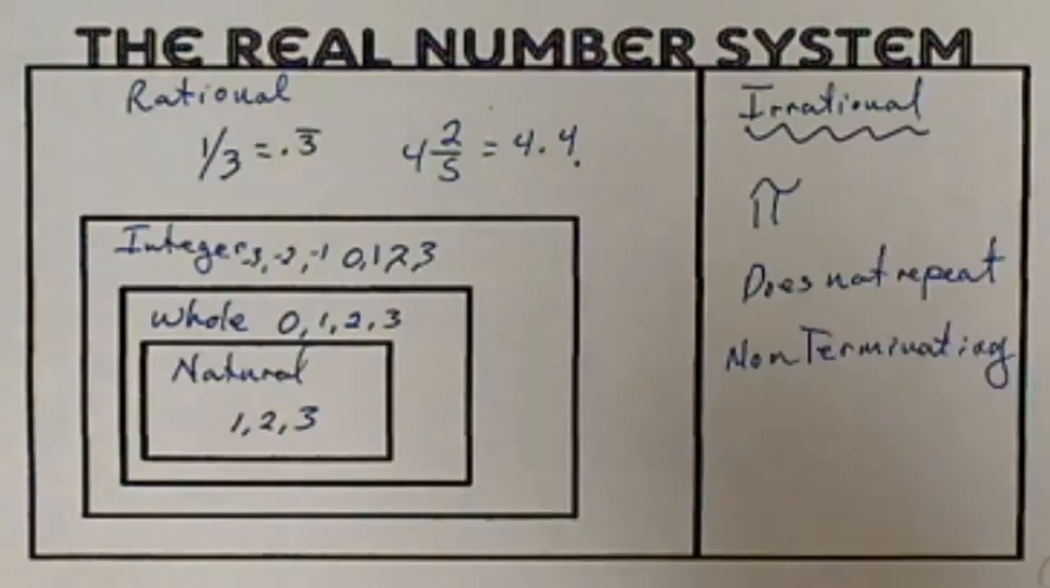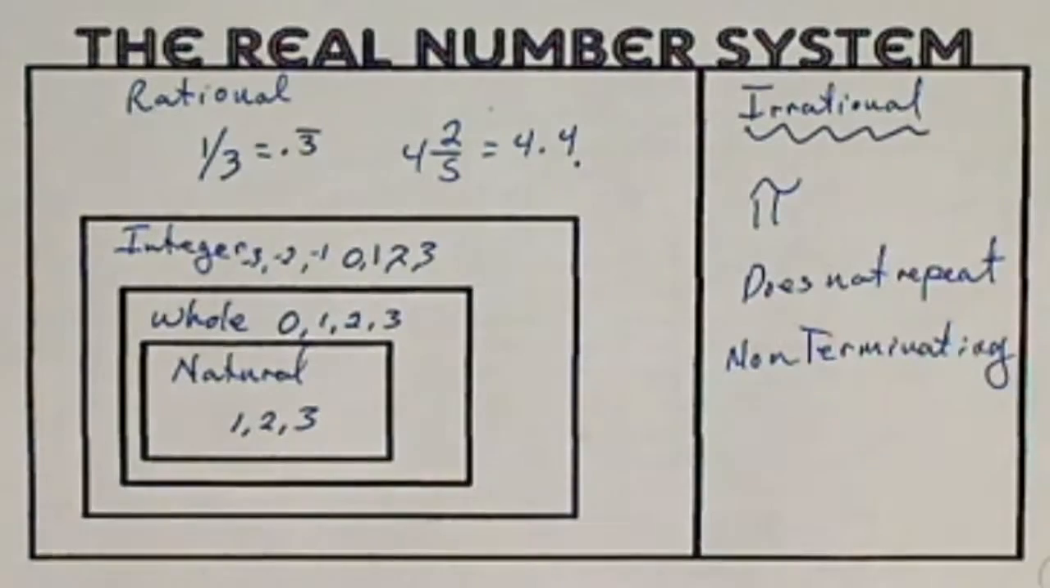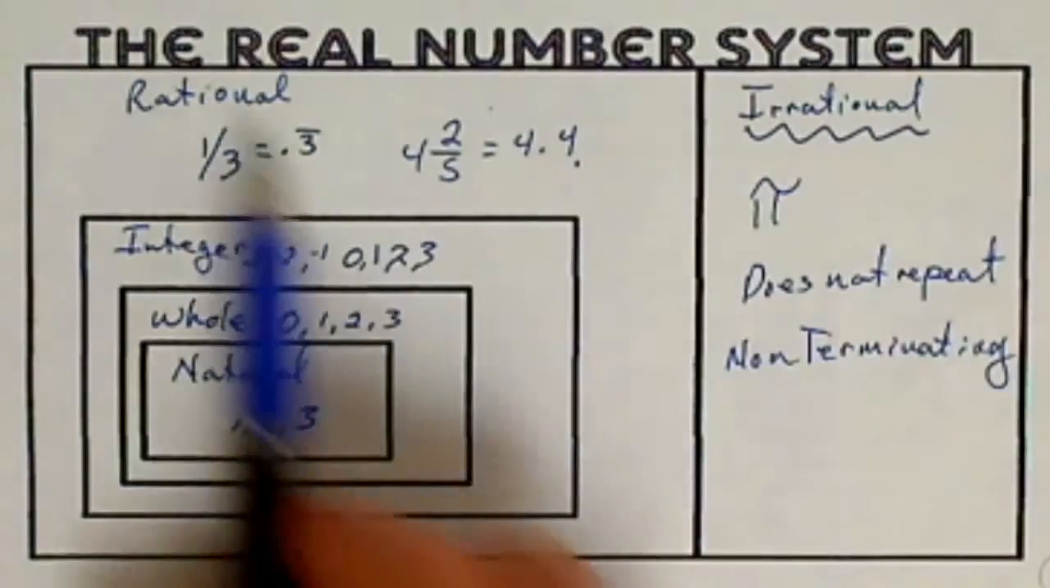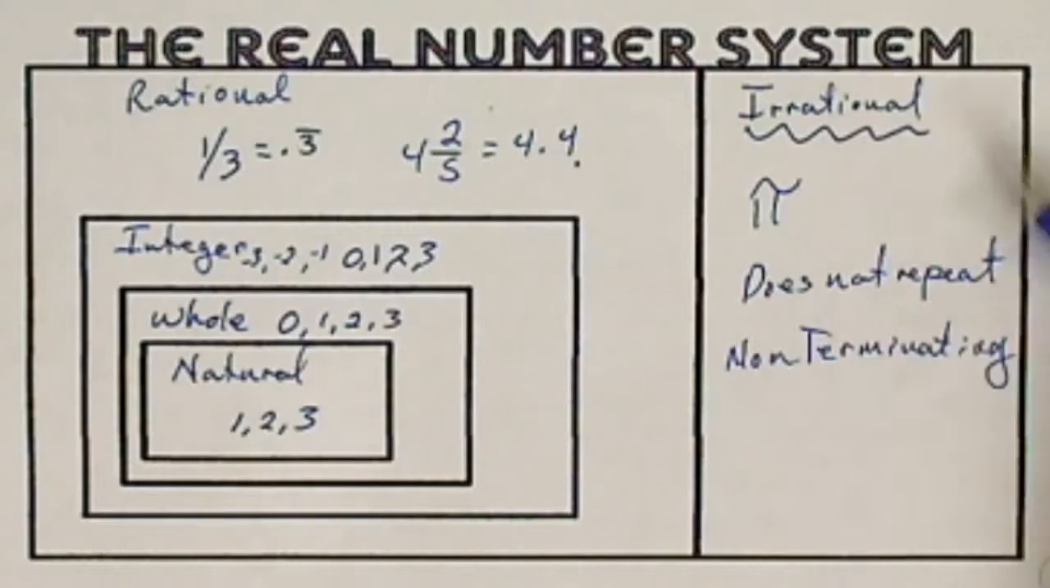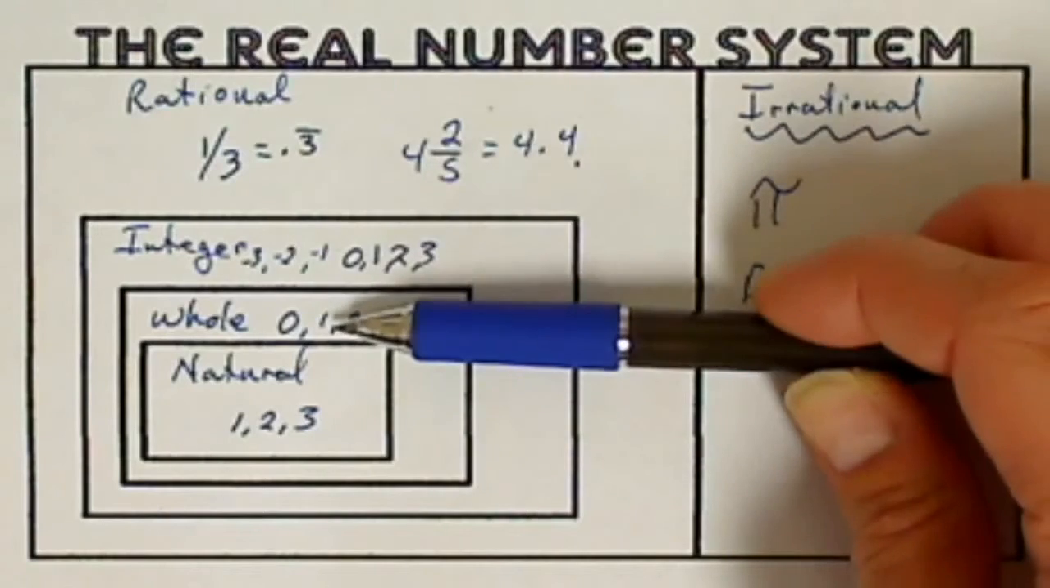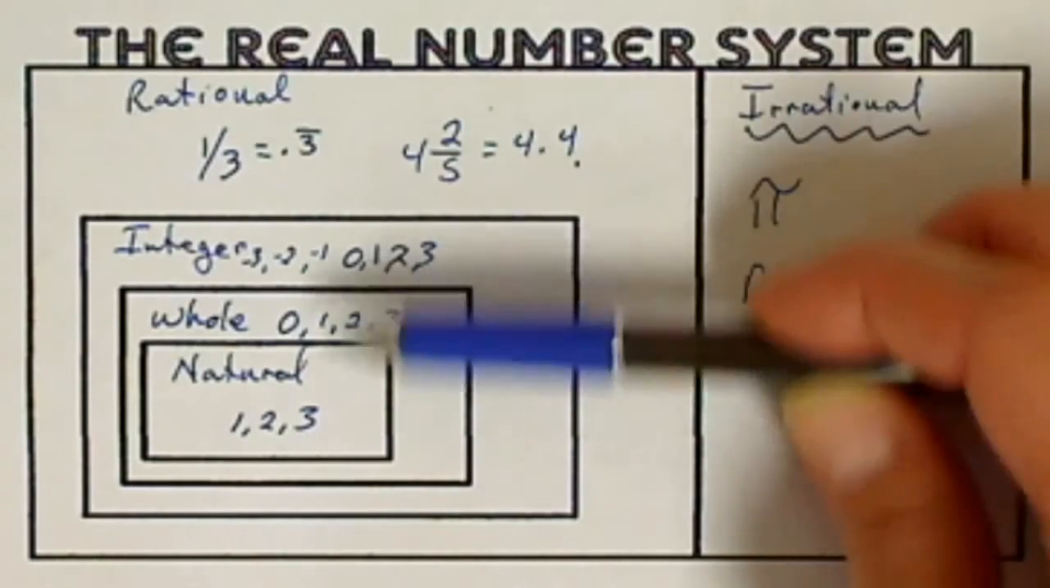If they ask, what is a subset of the real number system? All of these are a subset of the real number system. So once again, everything falls underneath the real number system. Then it splits between rational and irrational. There are no subsets to irrational. Underneath rational, you have integers, and then a subset of integers and rational is whole. And then a subset of those three is natural.